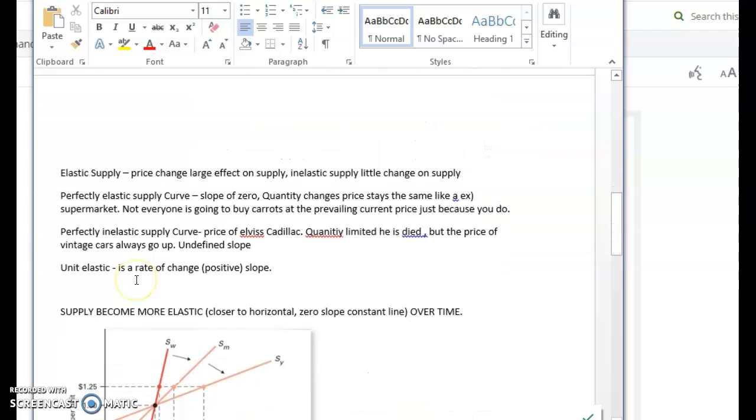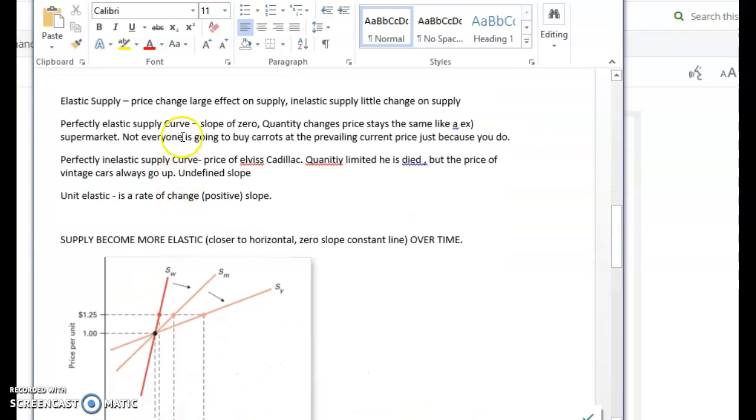So let's go down to elastic supply. Same thing. Elastic supply is a price change with a large effect on supply. Inelastic supply is a little change on supply. A perfectly elastic supply curve has a slope of zero. A perfectly inelastic supply curve is straight up and down.